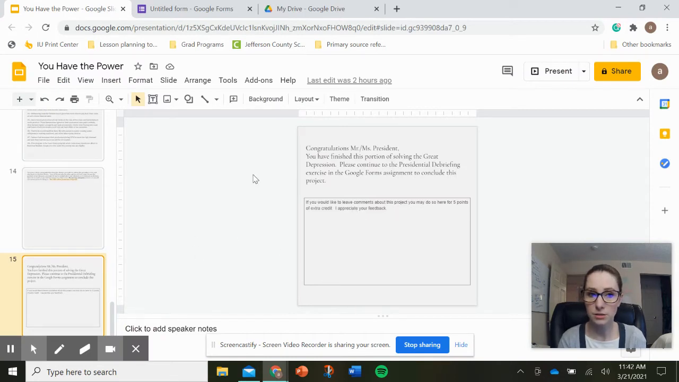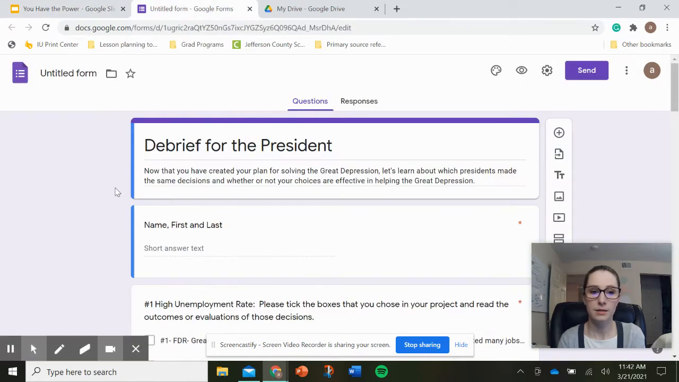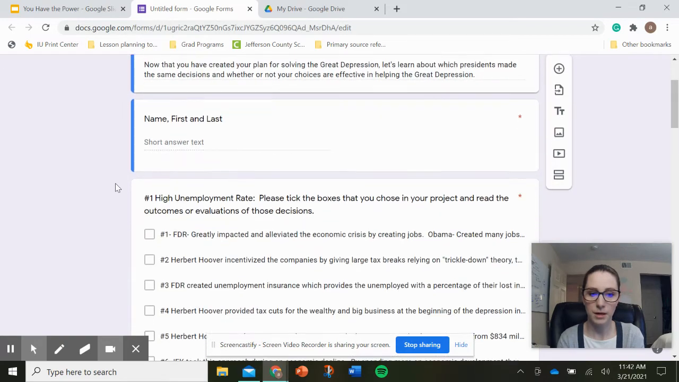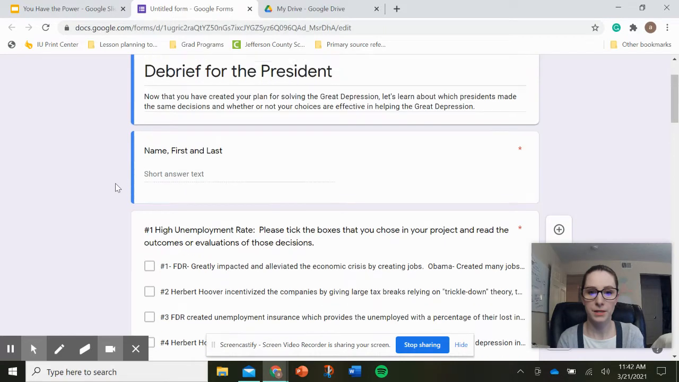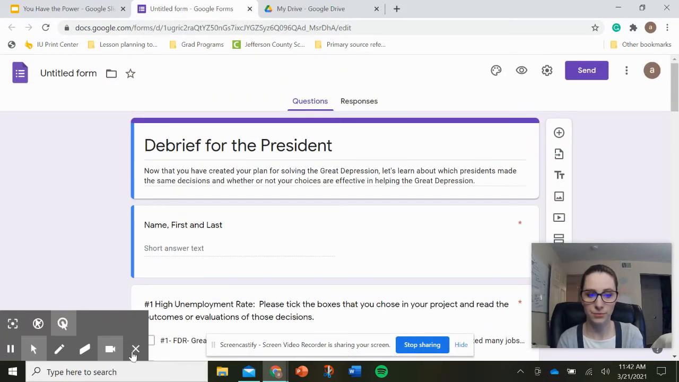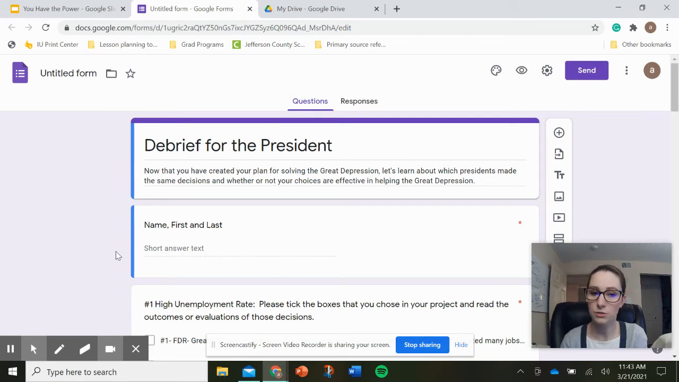After you finish this, you will be given a Google Form, and this is called your debrief. This is where you're going to learn about whether or not your decisions were good decisions. You're going to go through and click on the ones that you chose, and they need to align with your project. Then you're going to evaluate whether or not your decisions were good decisions. Here it's going to tell you whether or not that option was successful or unsuccessful.